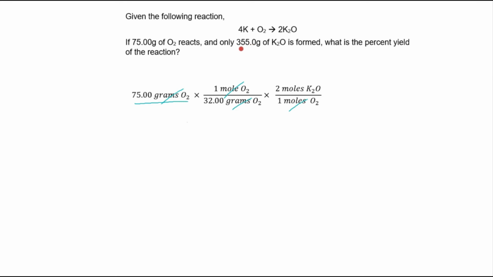However, the problem gave me grams of potassium oxide that were actually formed, so I need one more step. I need to convert the moles of potassium oxide into grams of potassium oxide. So using the molar mass, here my moles of potassium oxide cancel, and I get 441.5 grams of potassium oxide. This is how many grams of product I should get simply based on the math. This is my theoretical yield.